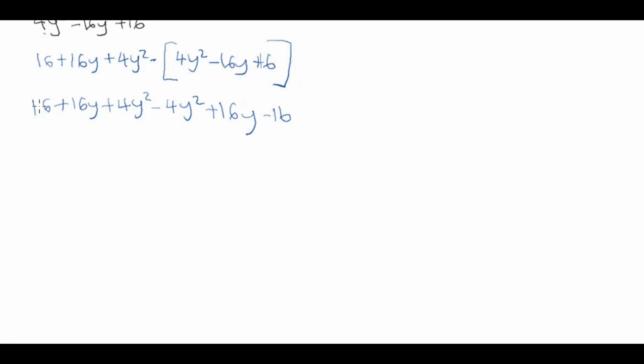So 16y plus 16y, that is 32y, plus 4y squared, this cancels each other. And 16 minus 16 cancels each other. The answer here is 32y. This is the answer.